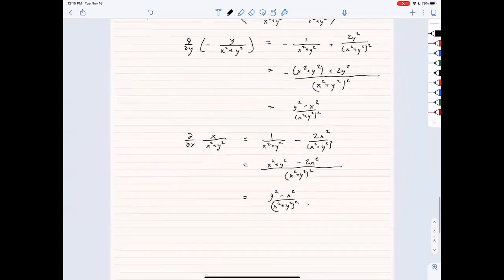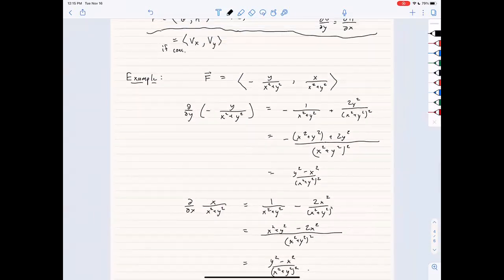So the cross partial condition is a success. So can I conclude that it's conservative? That's the question.